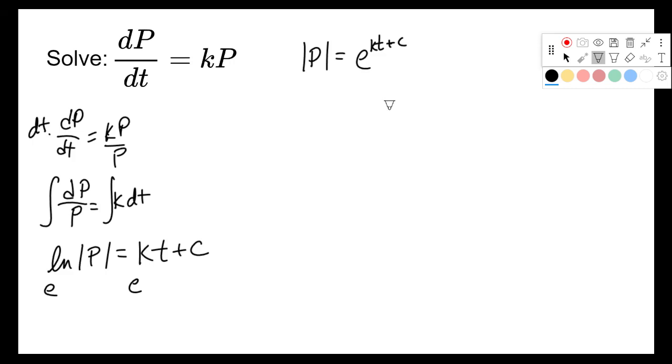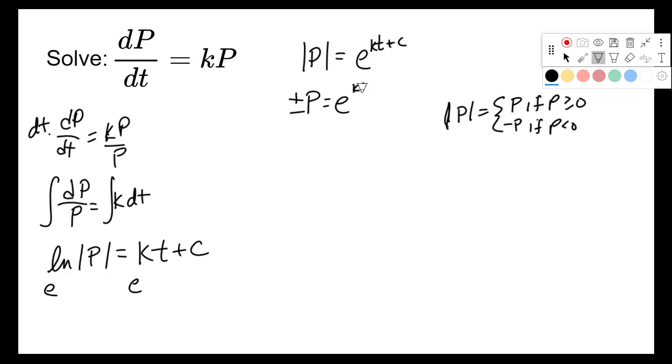We're still trying to solve for P. This doesn't say P. It says the absolute value of P. So we're going to have to use that definition of absolute value that we know so well. The absolute value of P is equal to P if P is greater than or equal to 0, and it's equal to the opposite of P if P is less than 0, which means that the absolute value of P could be positive P or negative P, depending on what the value of P is. So we have to consider both here because we don't know what the value of P is. And that's equal to e to the kt plus C.